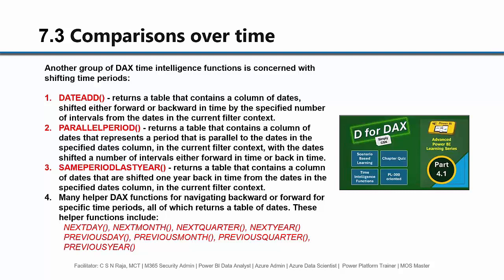SAMEPERIODLASTYEAR returns a table that contains a column of dates that are shifted 1 year back in time from the dates in the specified dates column in the current filter context.